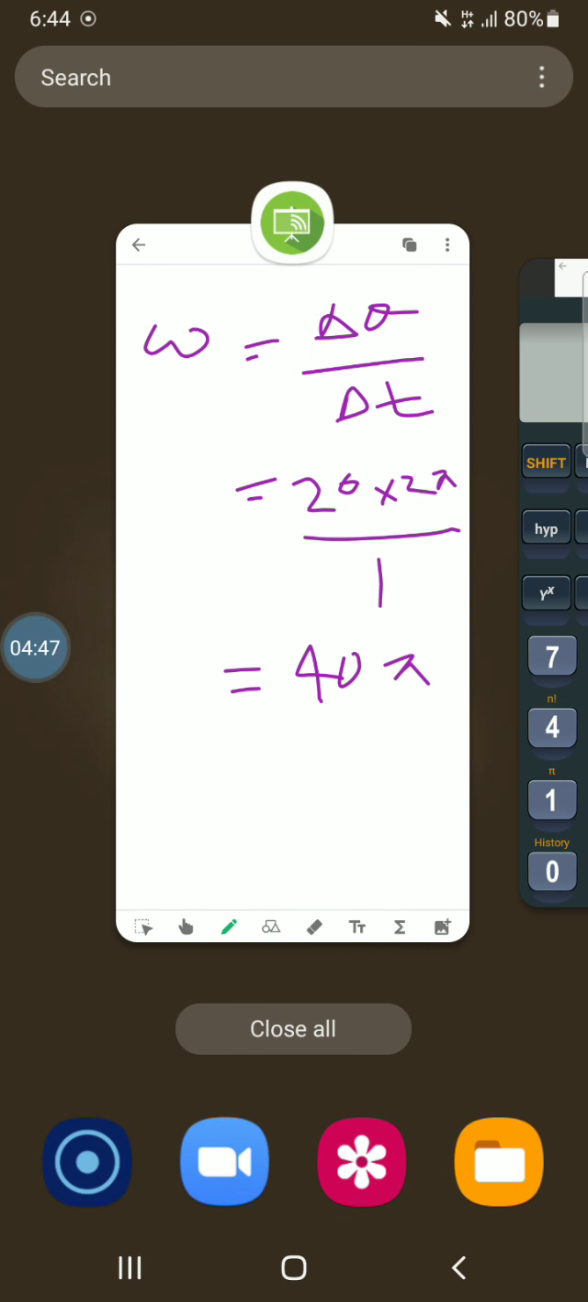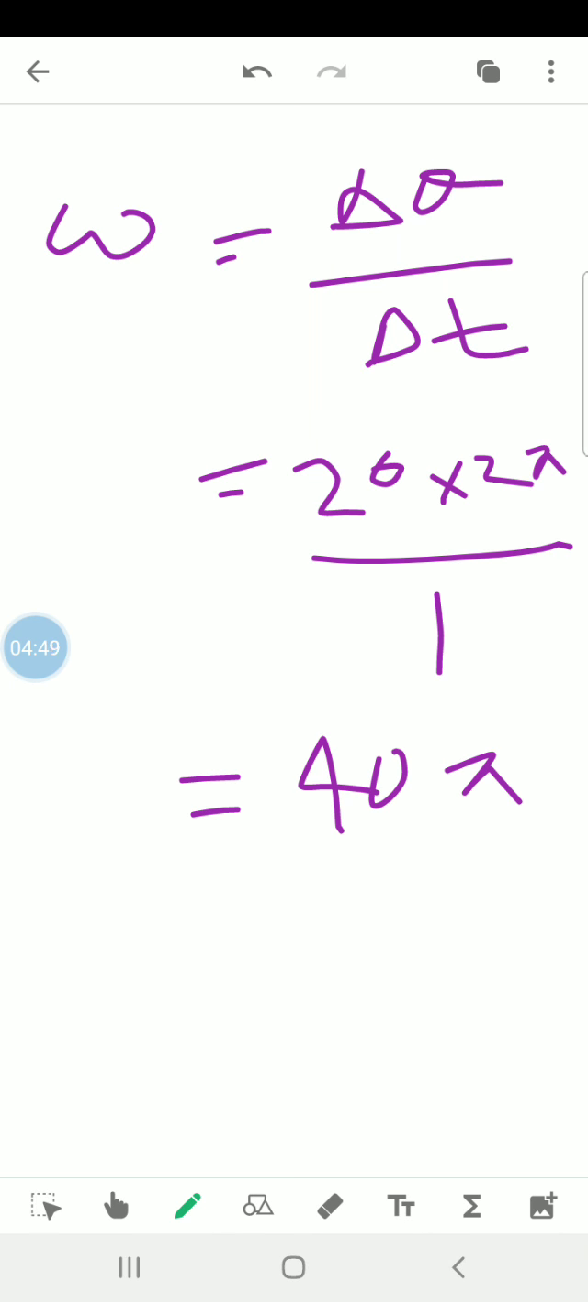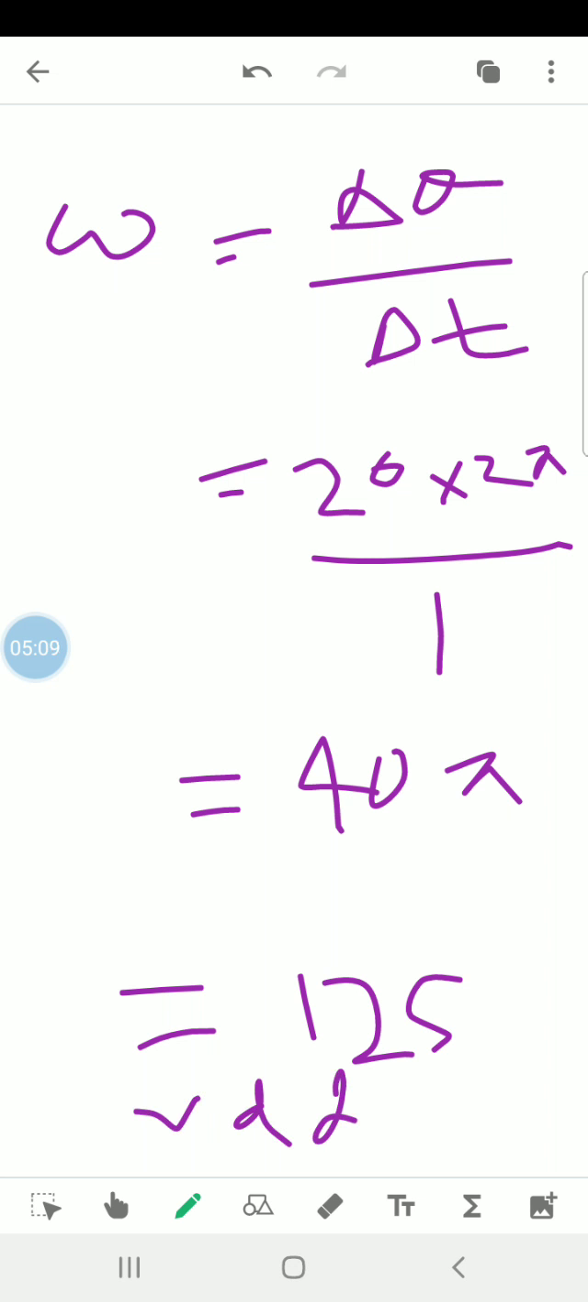Hope you understood that. It is 40 pi and the angular velocity is 20 into 2 pi divided by 1, that is equal to 125. What are the units? Rads per second. Don't forget the units.